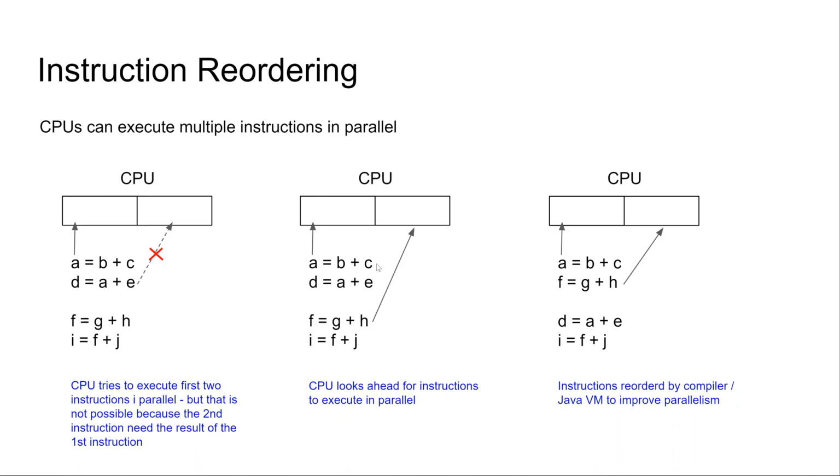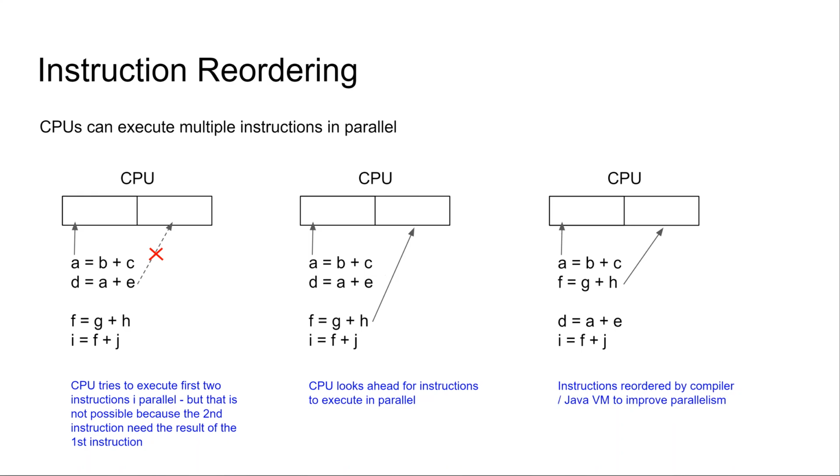And thus, even if the instructions are listed in this exact order in the program, they may get executed out of order because the CPU looks ahead at future instructions in order to find instructions that can be executed in parallel without breaking the semantics of the program.